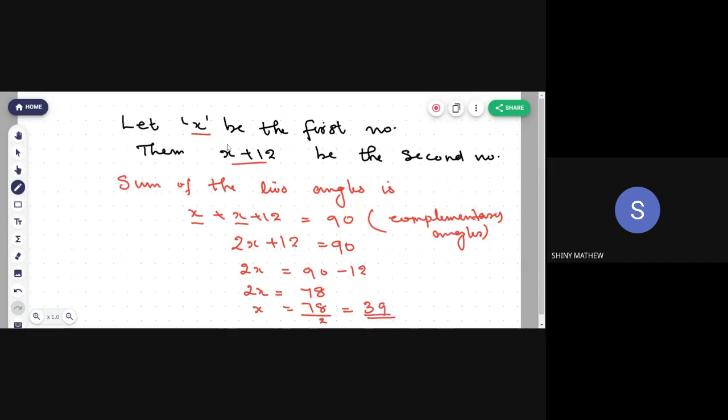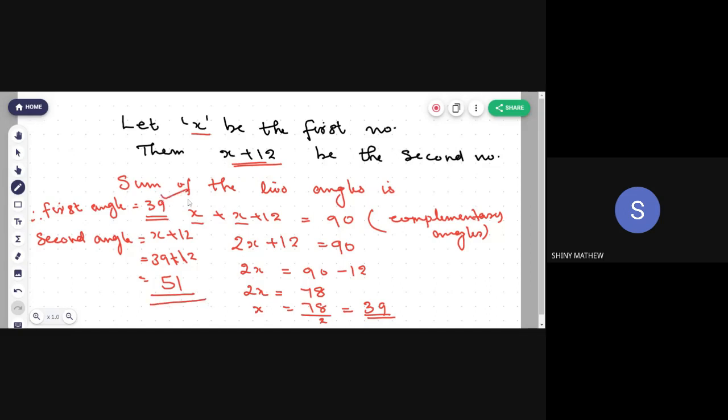So x was the first angle. So for us the first angle is 39. So we can write: first angle is equal to 39. Then we can write the second angle. The second angle is equal to x plus 12. So x plus 12 is equal to 39 plus 12. So that is 51. So this way we can find the two angles. So the angles are 39 and 51.